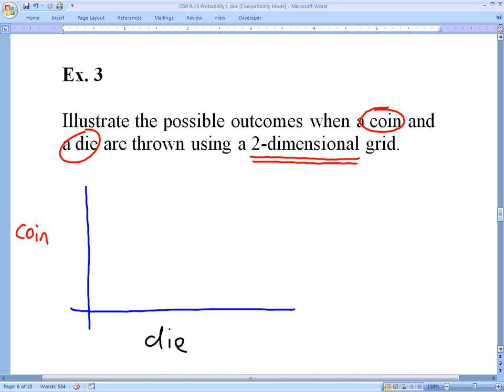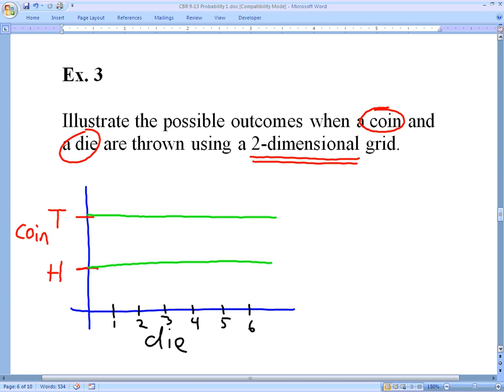The coin has two possibilities. It can be head, which I'll abbreviate with H, or tail. Order doesn't really matter here. And then for the die, we have options 1, 2, 3, 4, 5, or 6 dots showing on each side. To actually make this into a grid now, we need to connect. So I'm going to draw some lines extending from the two outcomes of the coin, and then lines extending from each of the outcomes of the die.